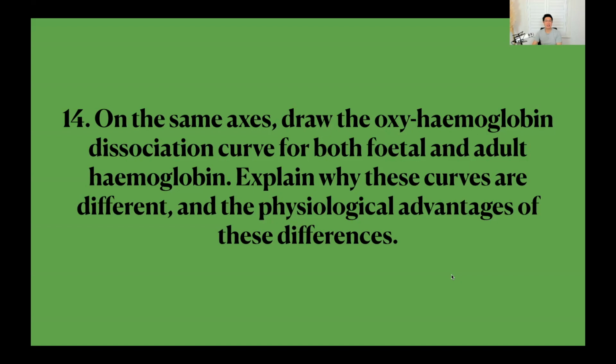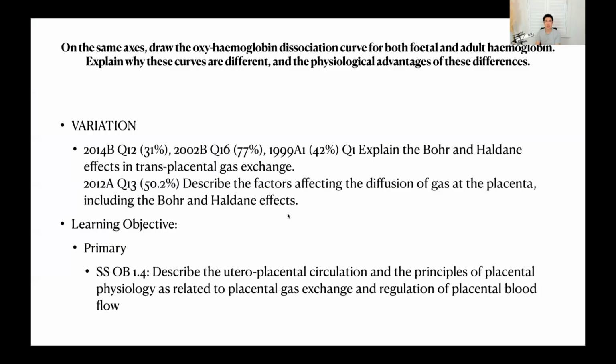14. On the same axes, draw the oxy-haemoglobin dissociation curve for both fetal and adult hemoglobin. Explain why these curves are different and the physiological advantages of these differences. This is a newly worded question, but it is a repeat. It is a variation of the Bohr and Haldane effect, specifically the Bohr effect in terms of transplacental gas exchange.